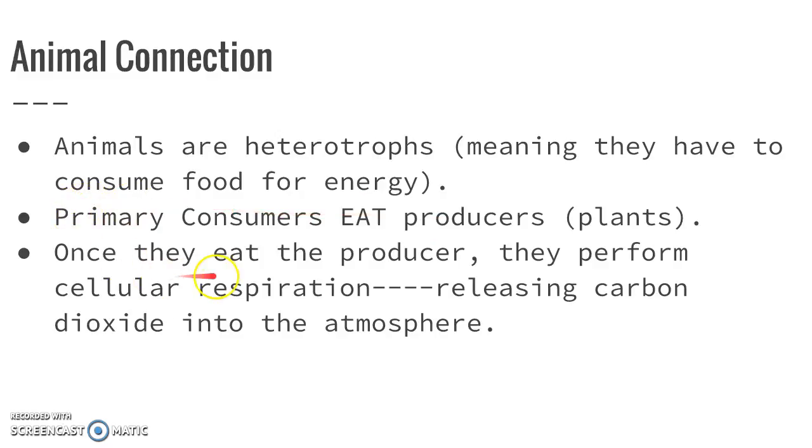Once that primary consumer eats the producer, the animal performs cellular respiration, which releases carbon dioxide into the atmosphere. Please make sure that you have the cellular respiration equation written down as well. Remember that this will be glucose plus oxygen yields carbon dioxide, water, and energy. Again, that's glucose plus oxygen yields carbon dioxide, water, and energy.